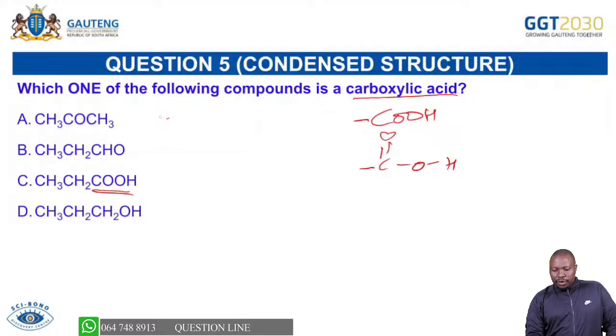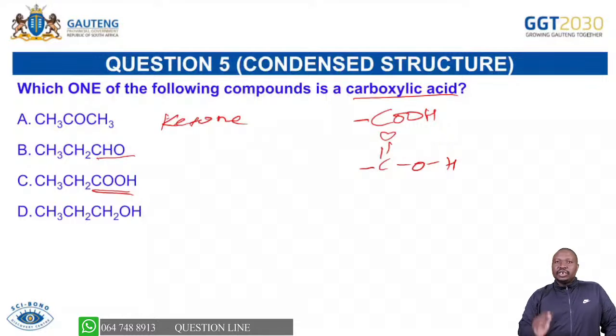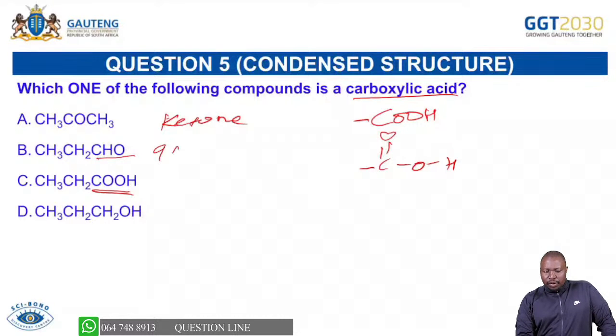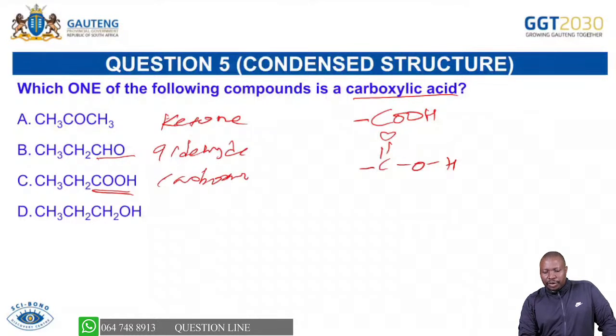So that's a ketone. We're having a ketone there. When you have the CHO at the end, don't forget it's an aldehyde. When you have COOH at the end, that is your carboxylic acid, and the question was looking for carboxylic acid. When you have the OH there, it's an alcohol.